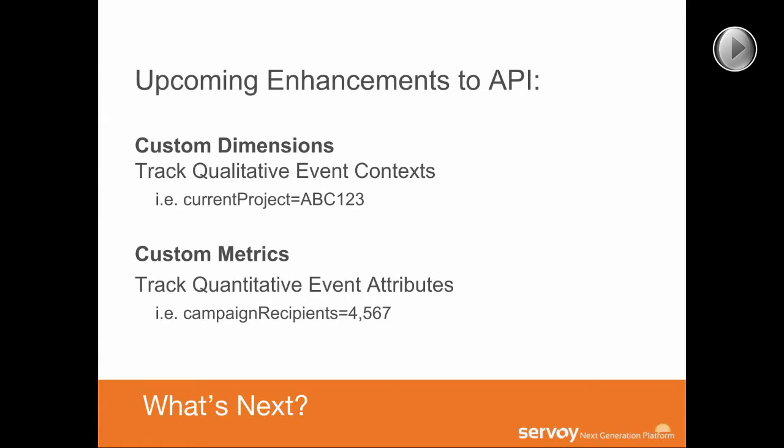A dimension in Google Analytics is sort of a qualitative context about an event. So for example, what the current project is, what the current filter might be, or a current user. Well, user is included in the core API, but you get the idea. These are qualitative contexts about what's happening. And then there are custom metrics that you could define as well. So let's say you have marketing software that's sending email campaigns or something, and you want to actually quantify when an event happens, how many recipients were there, how many failed deliveries were there, etc. You can send quantitative data as well to be collected.